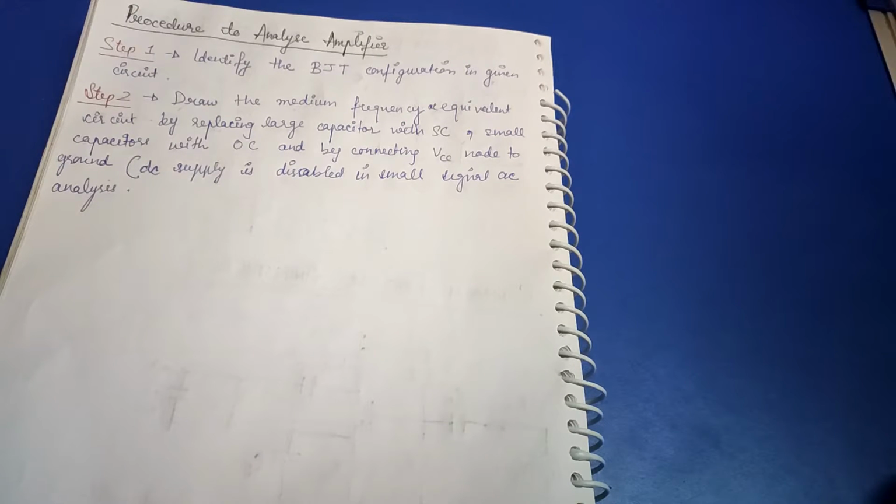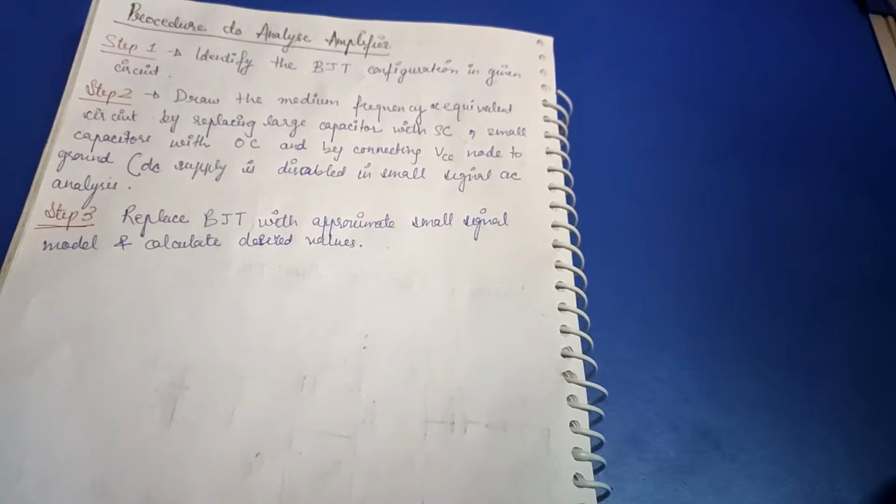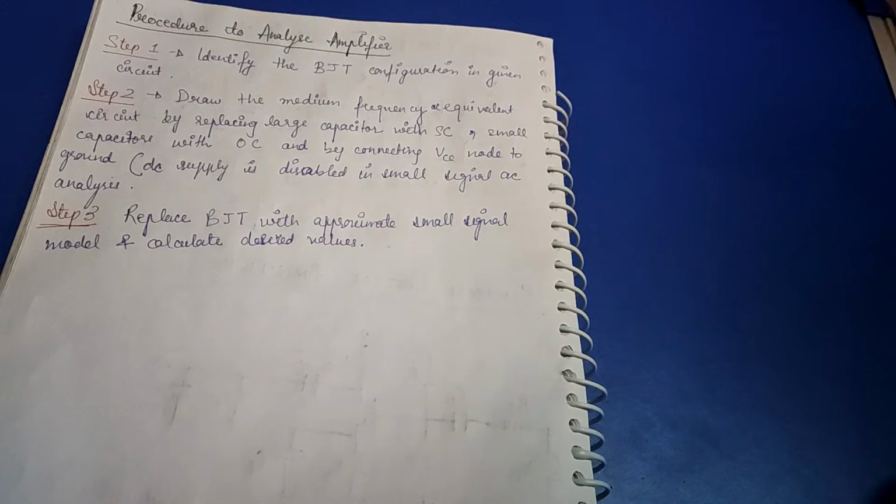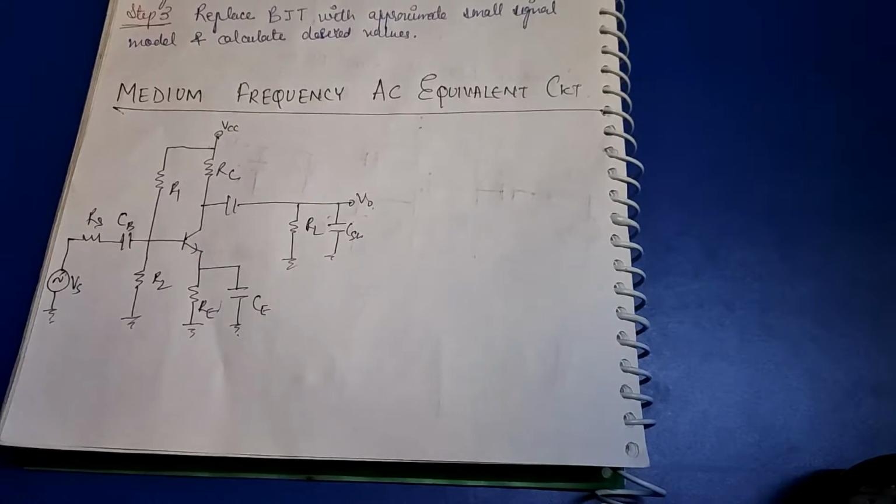Now the step 3 says replace BJT with approximate small signal model and calculate the desired values. So these 3 steps majorly help you in analyzing the BJT as well as doing the numerical parts, okay? So guys, let's first understand medium frequency AC equivalent circuit.